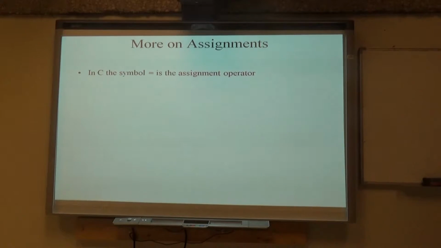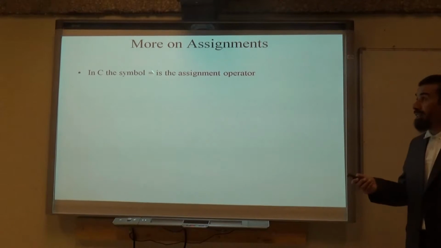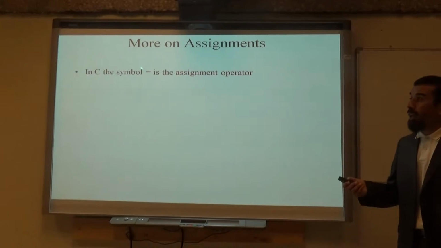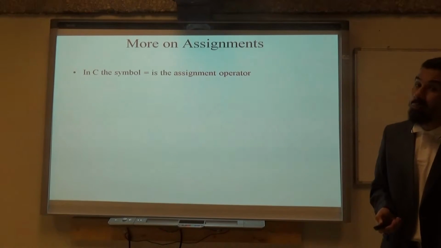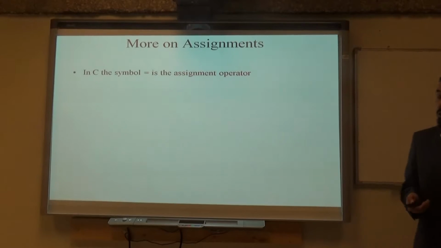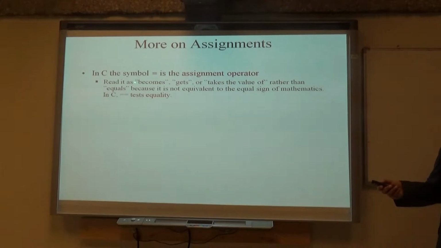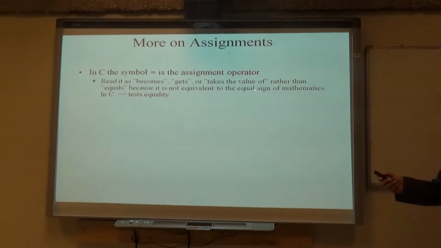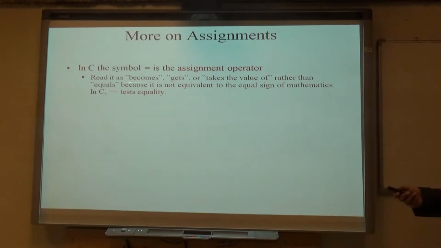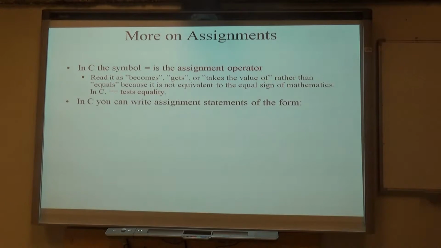So we have the equal assignment. Remember, this equal sign is the assignment operator. The double equal is used for a different thing, and it has the meaning of an equality test, a logical meaning. So we read the assignment as: becomes, takes the value of, or equals. These are all assignments. And remember, as I mentioned before, the double equal is the test-equality symbol in C programming. So you can write different assignment statements in your C code.